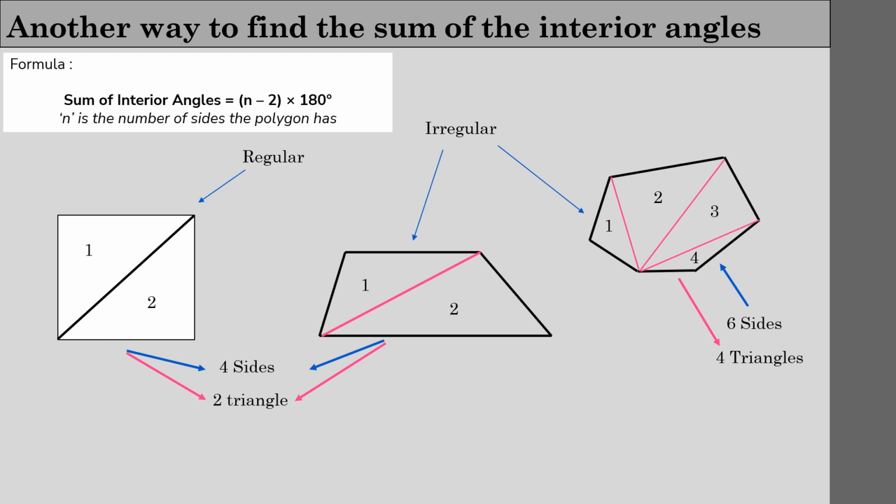Now multiply the number of triangles by 180 to calculate the sum of the interior angles. If the sum of the interior angles of one triangle is 180 degrees, then the sum of the interior angles of 2 triangles will be 180 times 2, which is 360 degrees. So the sum of the interior angles of the first two quadrilaterals will be 360, and the third figure, which is the hexagon, will be 720 degrees.